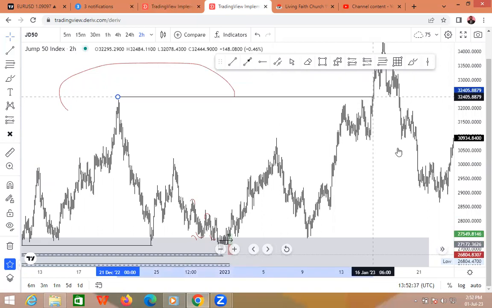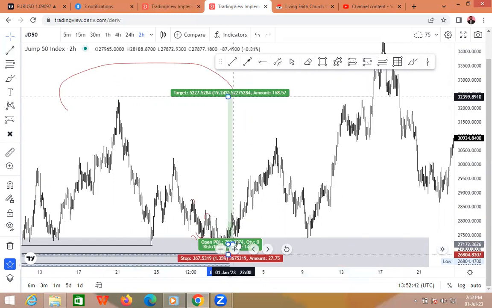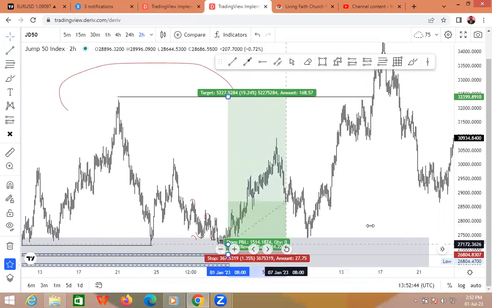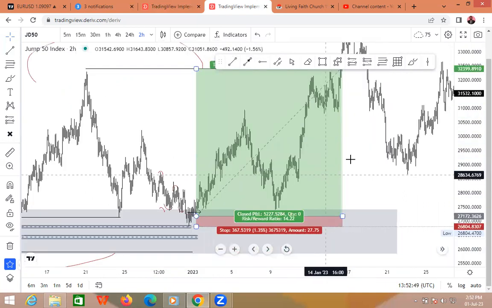Did price hit your target? Yes, sir. Price did. Did it hit it immediately? No, sir. But did it hit it eventually? Yes, sir. Price did. So that was a 1 to 14.